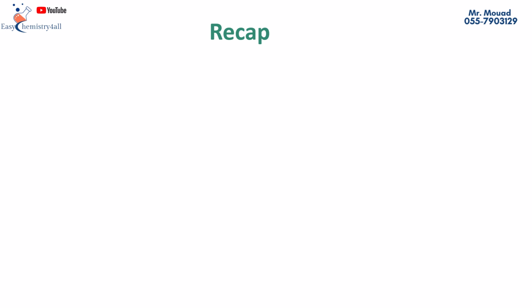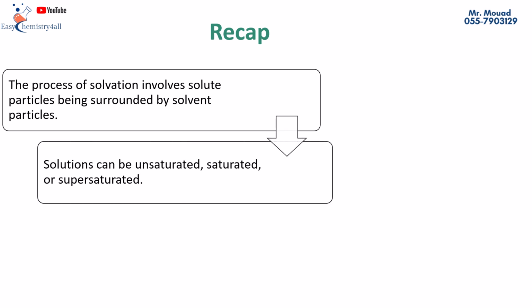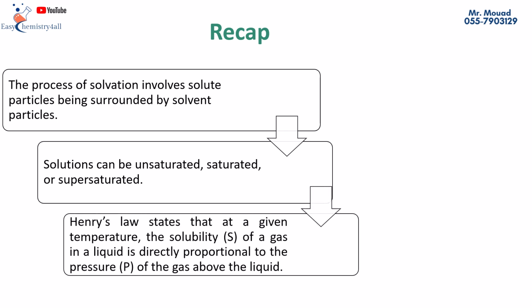Here's a recap of what we covered in part 1 and part 2. We covered that the process of solvation involves solute particles being surrounded by solvent particles. We also covered that solutions can be unsaturated, saturated, or supersaturated. Finally, we have covered Henry's law, which states that at a given temperature, the solubility of a gas in a liquid is directly proportional to the pressure of the gas above the liquid, and we solved an example using the mathematical relationship of Henry's law.